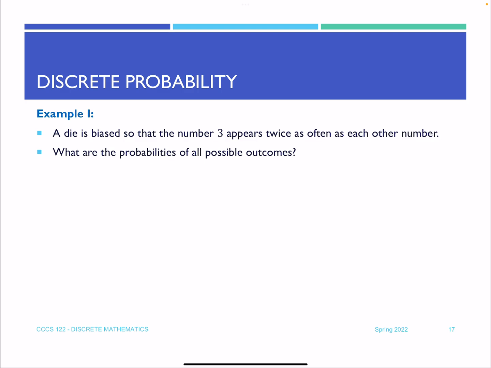So we've got an example over here. This one gets more interesting. Here we have a die that's been tampered with. It's biased in such a way that the number 3 appears twice as often as any other number. What are the probabilities of all the possible outcomes? Now, there are 6 possible outcomes, right? The faces on the die haven't changed, still 6.